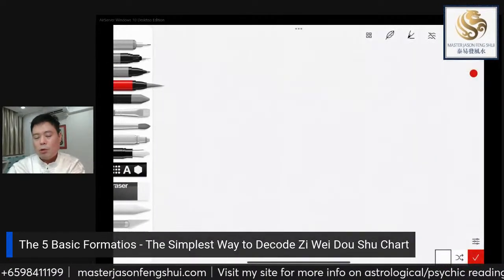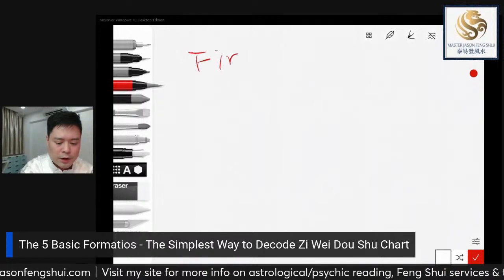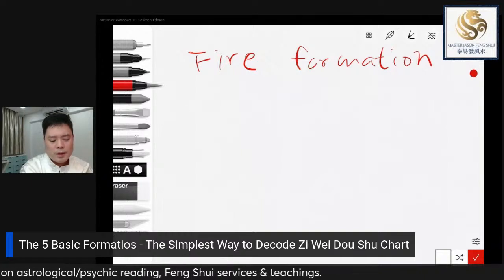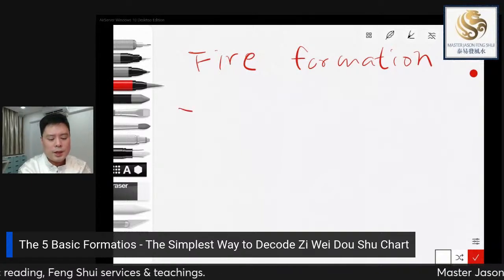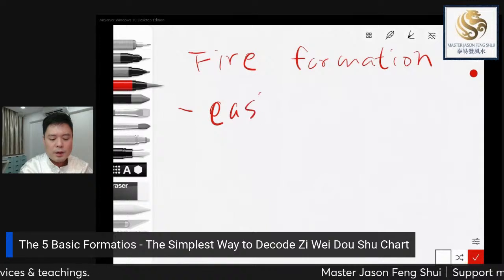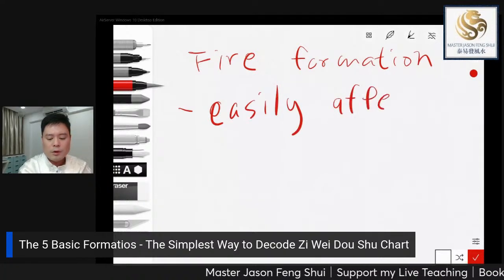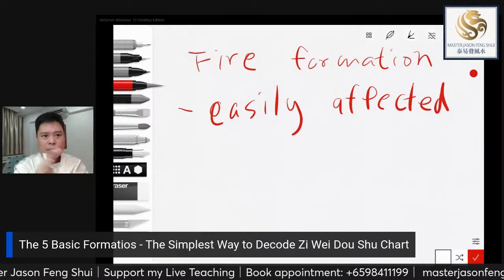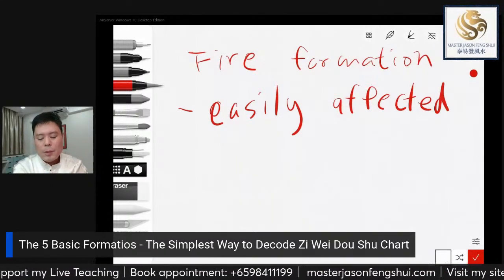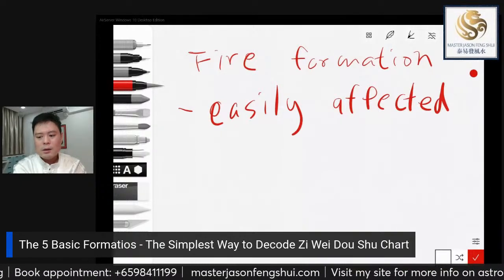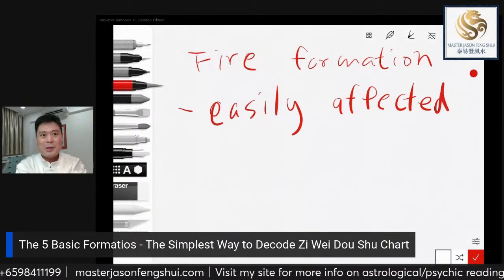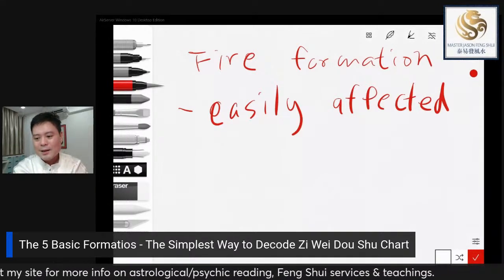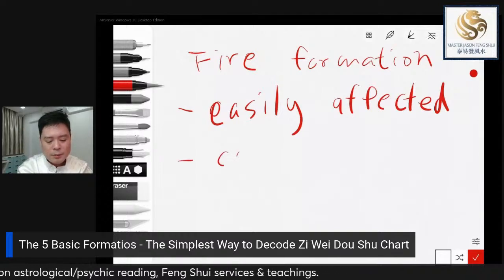People of the fire formation can also be easily influenced or easily affected. It's very much like fire: a little bit of wind blown into the fire, and it will sway. So when you talk to people who have the fire formation, usually they can be persuaded easily. But they can be compassionate.